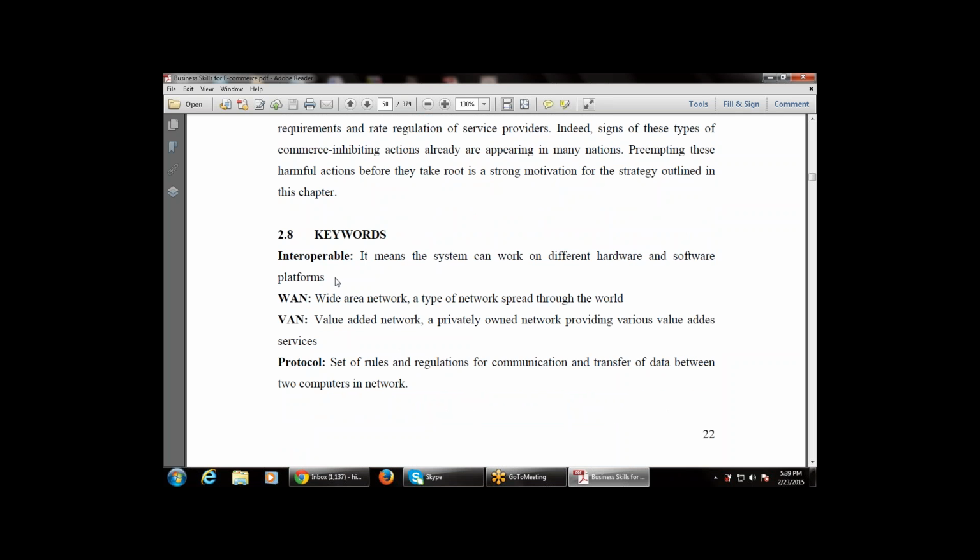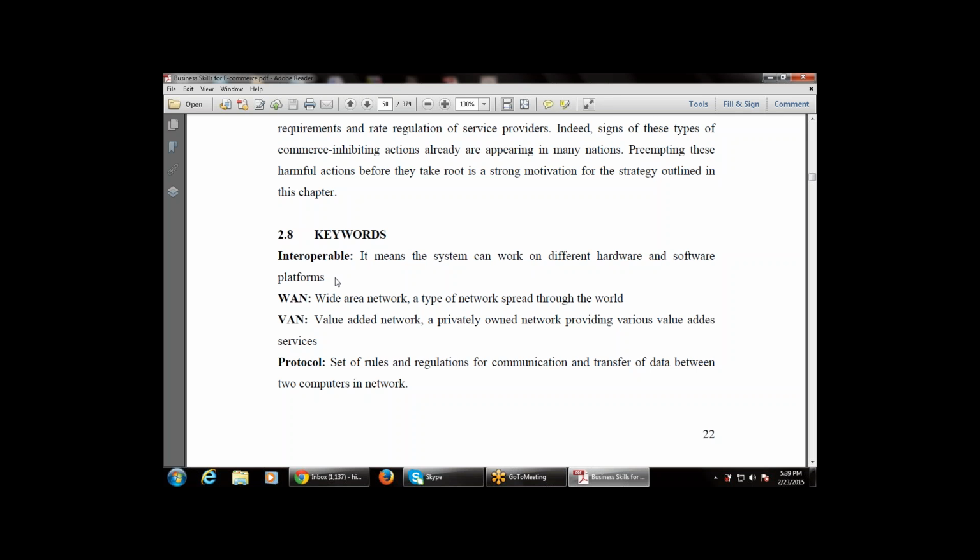That is, the program can run on different hardware and software platforms available in e-commerce. That is interoperability, where one operation is performed with another. Then WAN, that is a wide area network. That is also a type of network that is spread through the world.